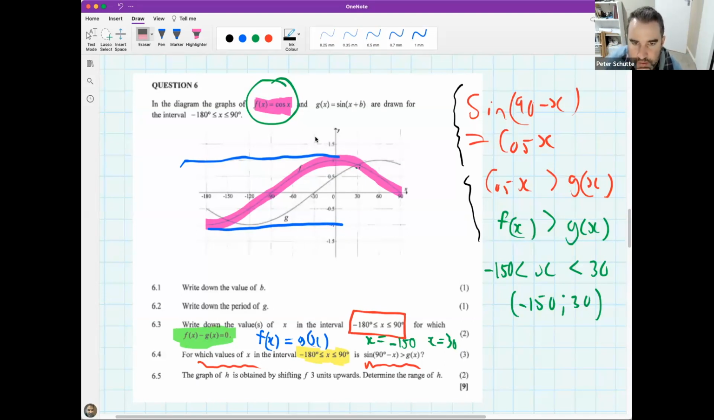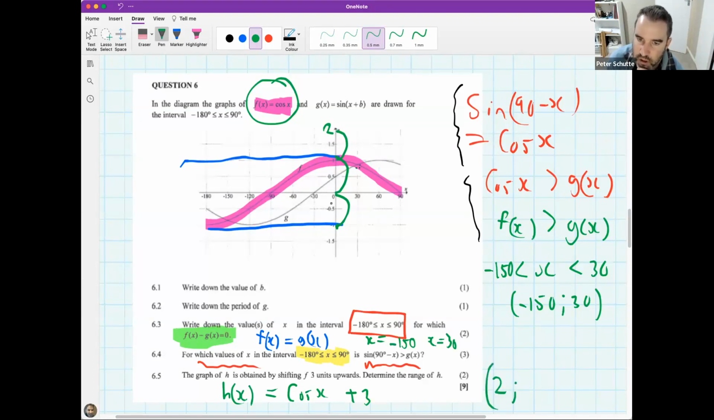So let's have a look. If I took this -1 and I went up by 1, I would get there. If I went up by another 1, I would get there. And remember, I have to go up by 3 units. So it feels like this new graph, H of x, is going to be the same as cos of x plus 3. Its lowest value is going to be 2, because look at how I moved this up by 3, I got to 2. Now, the question is, what is my highest value going to be?